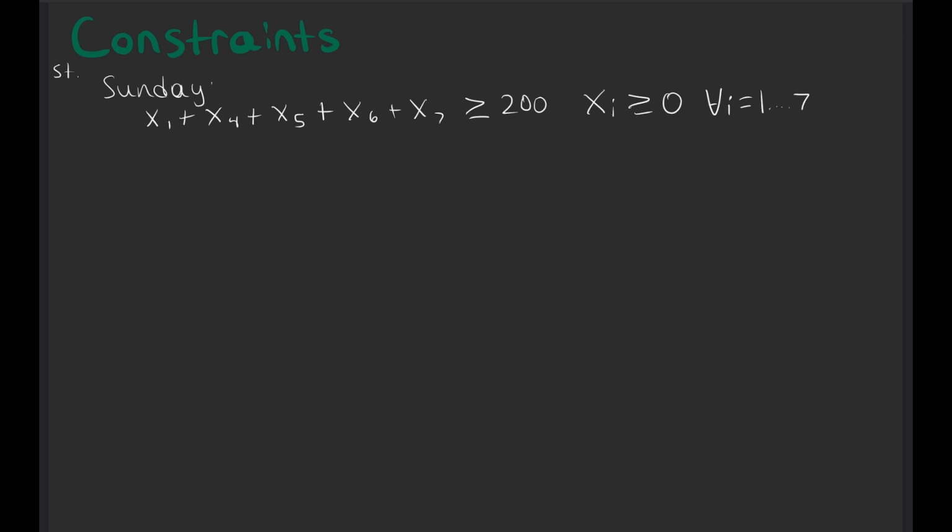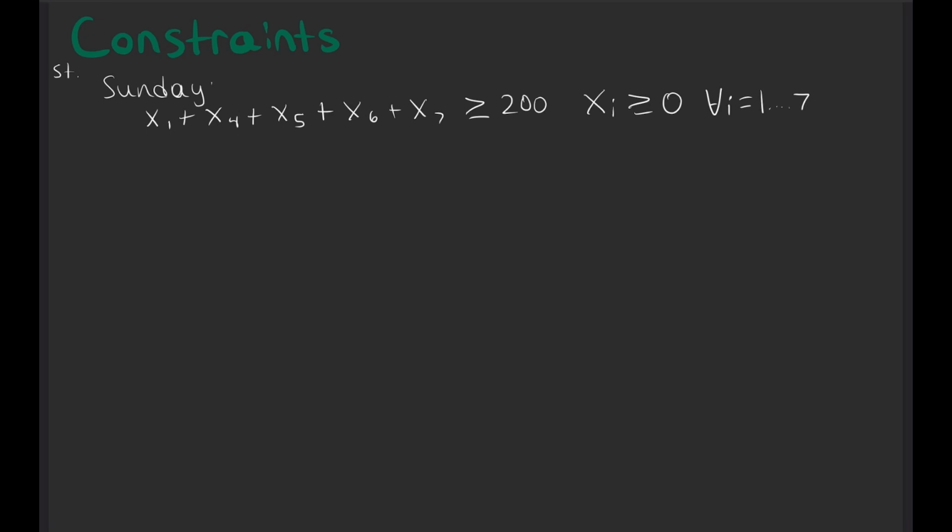If you work on Wednesday, you're going to be working on Sunday. So all of these employees combined have to be greater than or equal to 200 because the demand must be met. Given this constraint, I want you to try to find out the other 6 constraints based on the day of the week. You can pause the video here.